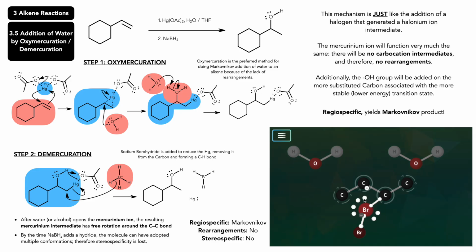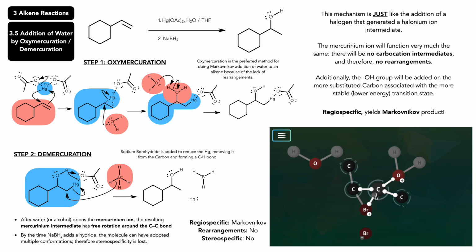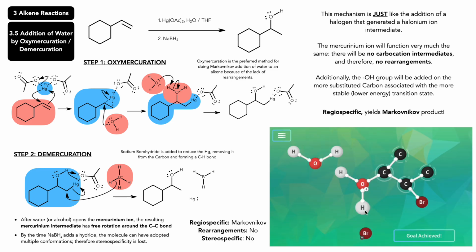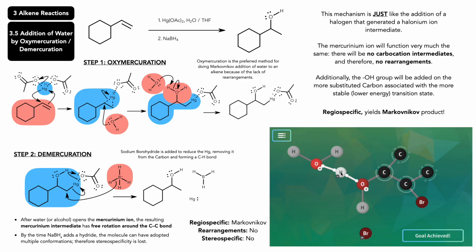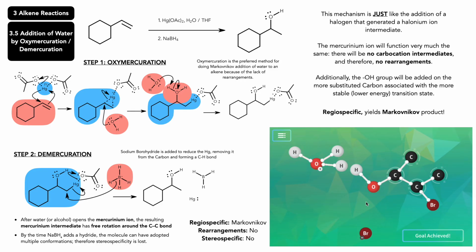Oxymercuration is an alternative hydration method. Instead of generating a carbocation intermediate, we form a mercurium ion, which prevents rearrangements just like the halonium ion did. Water then attacks the more substituted carbon, giving a Markovnikov product. In the second step, sodium borohydride replaces the mercury with hydrogen.